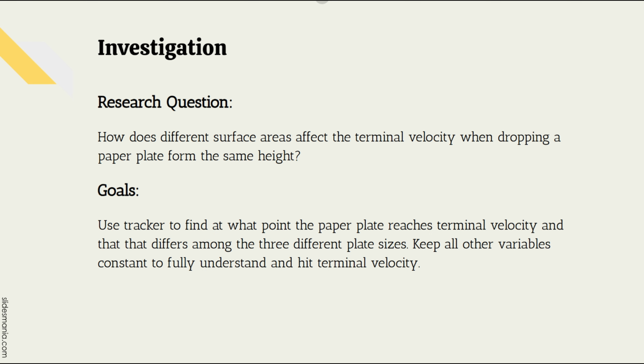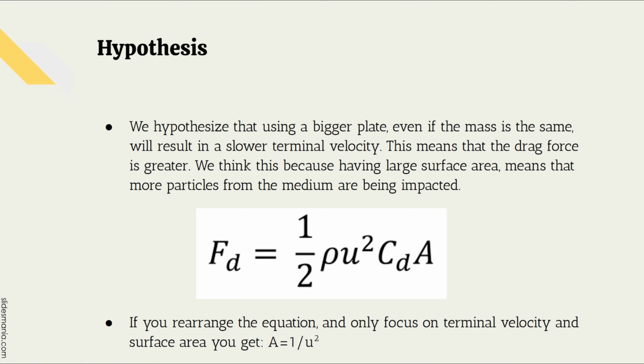The research question for our project was, how do different surface areas affect the terminal velocity when dropping a paper plate from the same height? Our goal was to use Tracker to find at which point the paper plate reaches terminal velocity and how that differs among the 3 different plate sizes. We hypothesized that using a bigger plate, even if the mass is kept the same, will result in a slower terminal velocity. This means that the drag force is greater.